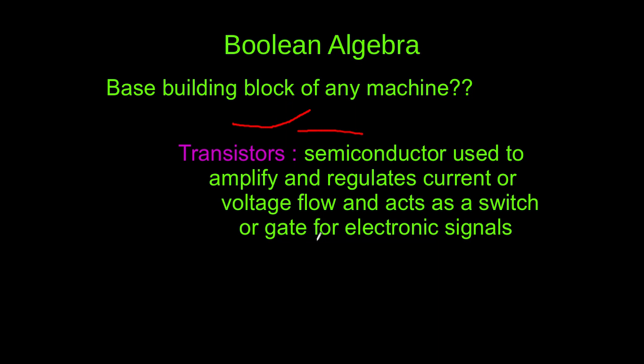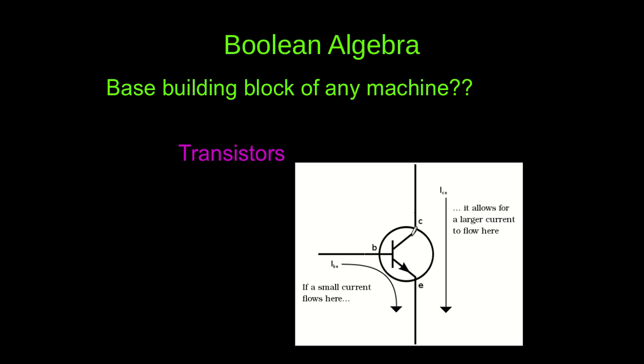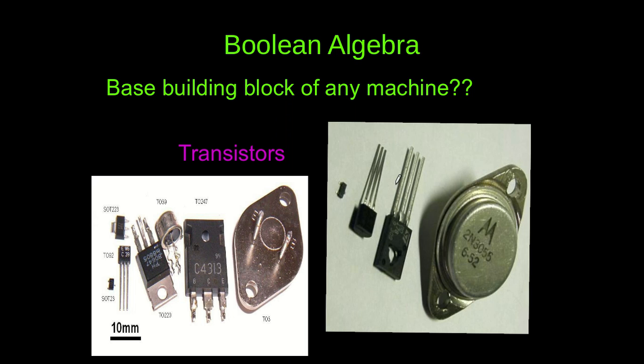From transistors, what can we do? Gates. This is a transistor: emitter, base, and collector. If I pass current from here, it allows for a large current to flow. If a small current flows here, it allows... so if this is closed, think of it, it passes a 1. If it's open, it's 0.